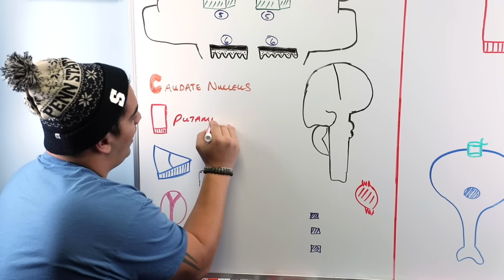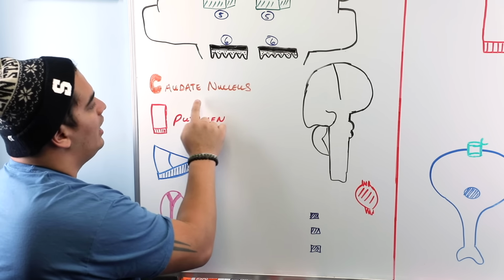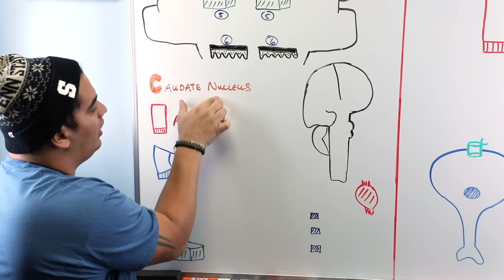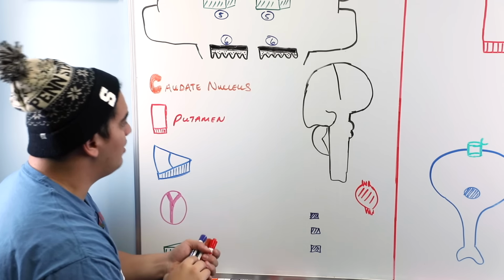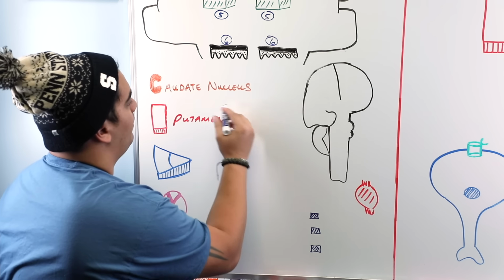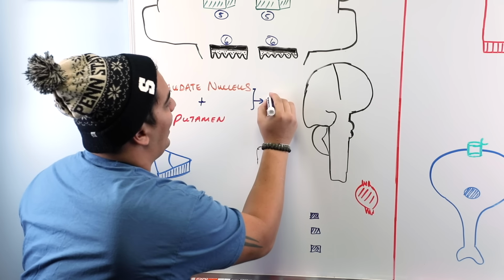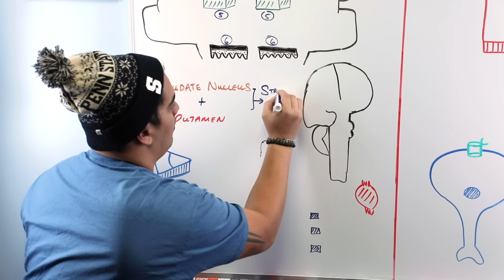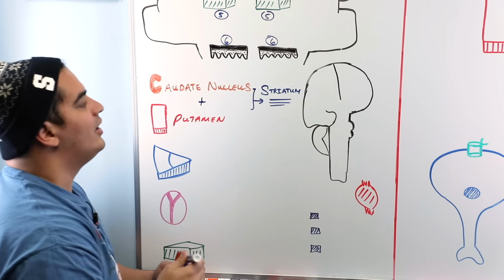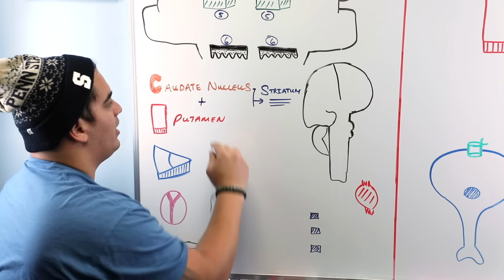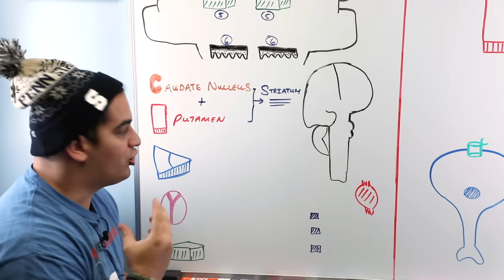Now, this is very important. The reason I want to establish some terminology here is that whenever you take the caudate nucleus and the putamen together, collectively, they make a structure called the striatum. So I want you to remember that the putamen and the caudate nucleus combined make up the striatum.